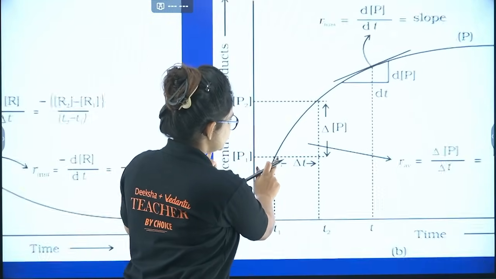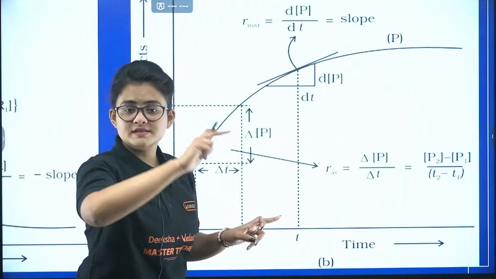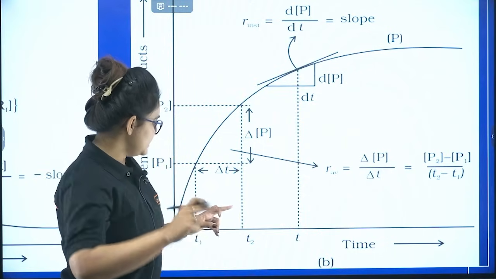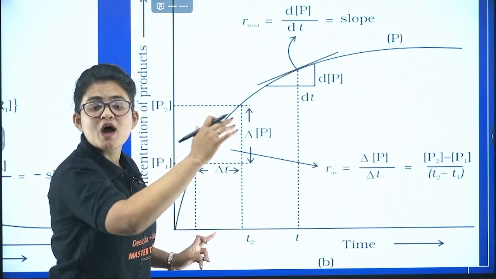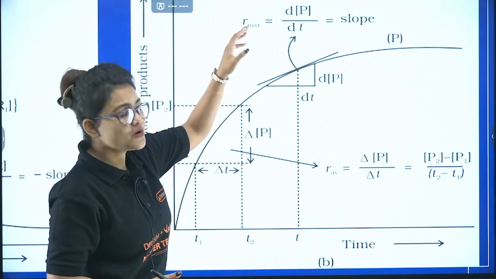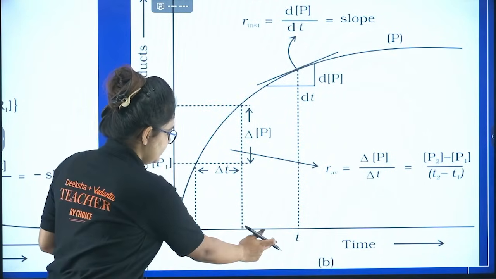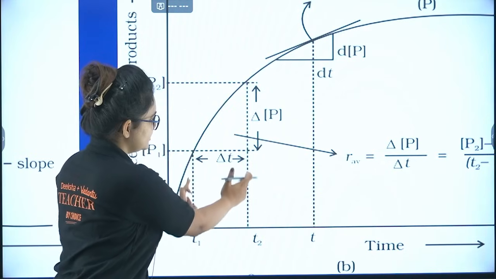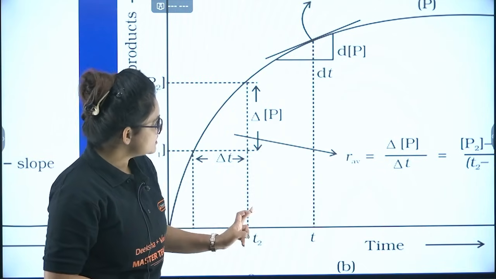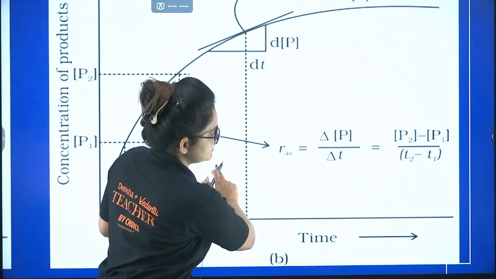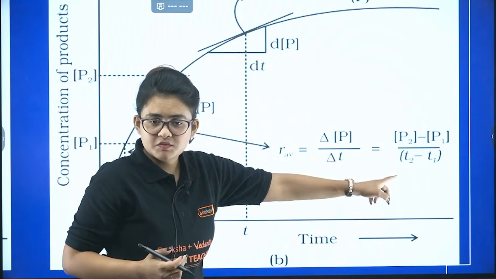Again the same thing but with respect to the product. As you know, with time the product will increase. Here you can see initially it was 0. As the time goes, the product will appear, right? That's the reason we put a positive sign, the slope will come as positive. Again in this particular time zone, T1 and T2, if you want to find the rate of the reaction, that will give you the average rate with respect to the product. You can see delta P by delta T, the average rate, P2 minus P1 divided by T2 minus T1. Got it?